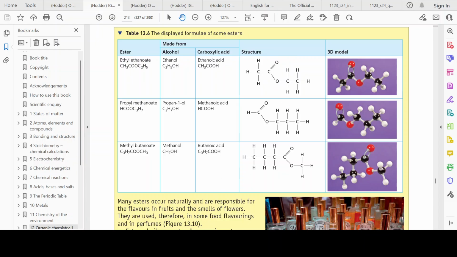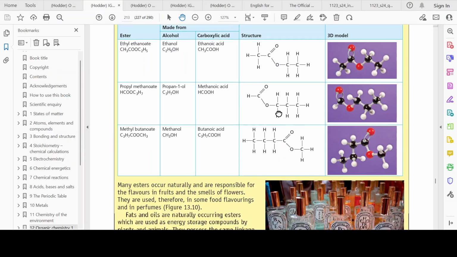We will come across it when we start talking about the last part of organic chemistry, which is condensation polymerization. Just to highlight, this C double bond O and then OC, this COOC, is called an ester bond or an ester link.